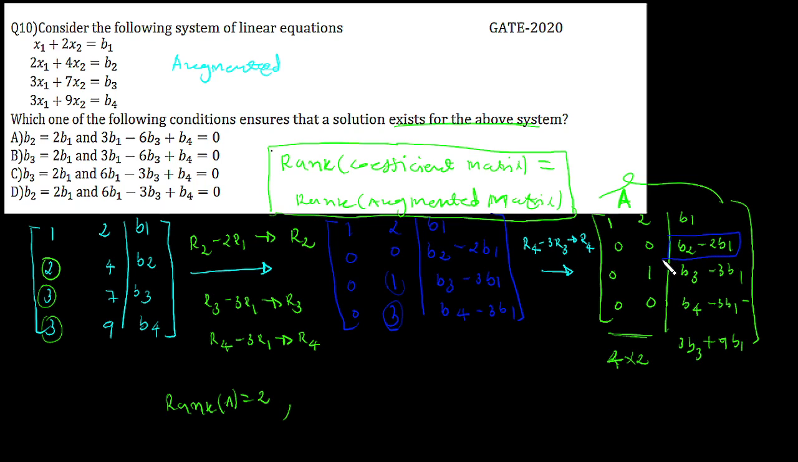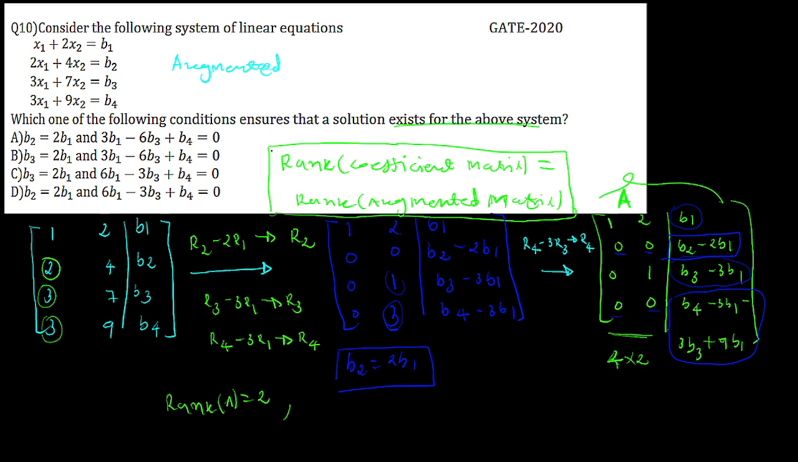If this entry is 0, then you can see this second row is wholly 0, and again if this last entry is also 0, then this fourth row is also 0. So you can say the augmented matrix also has rank 2 because it has 2 non-zero rows here. Now the necessary condition for this system to have a solution is simply that we equate this first equation, b2 minus 2 times b1, equal to 0. So I can say b2 equals 2b1. This is the first necessary condition.